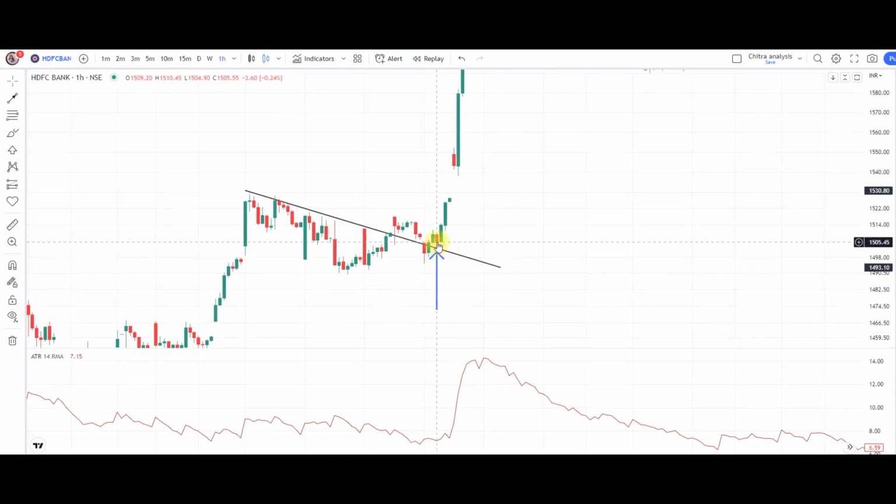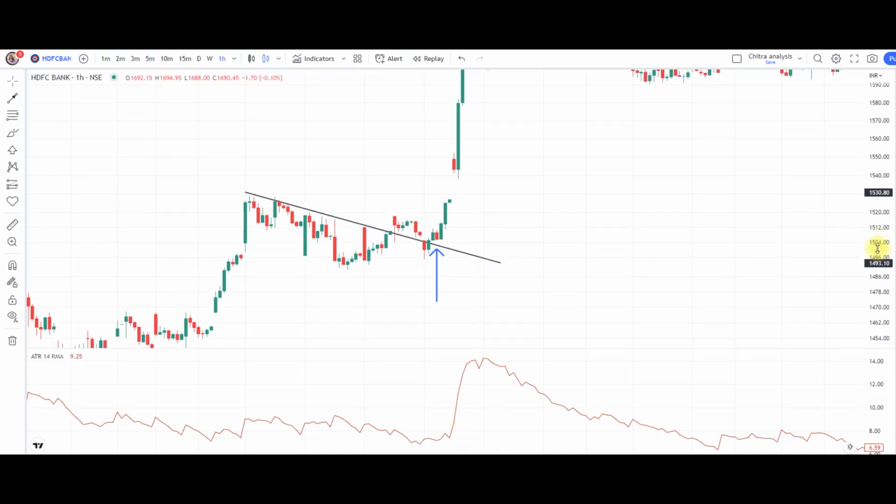When we enter into the trade, we can see that the ATR is also going up, which means there is huge volatility in the market. So this will give us double confirmation to enter into the long trade.